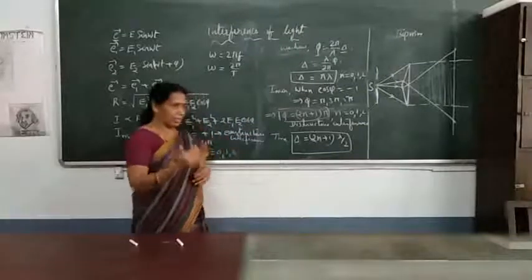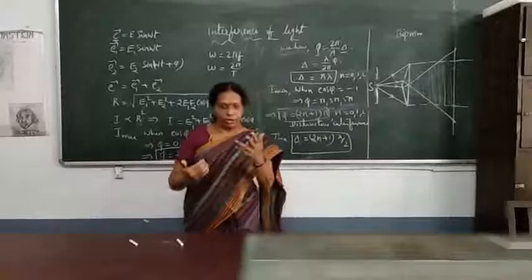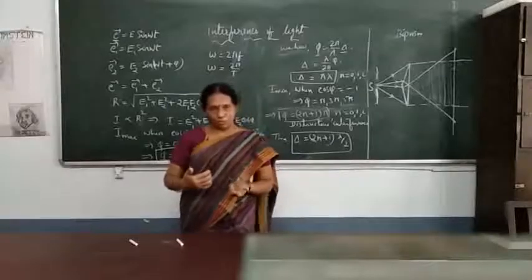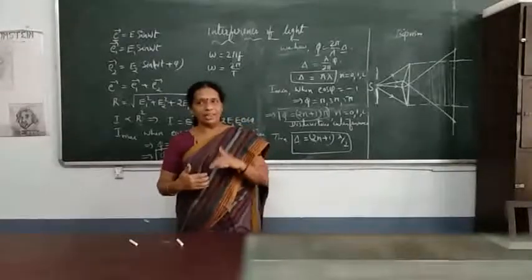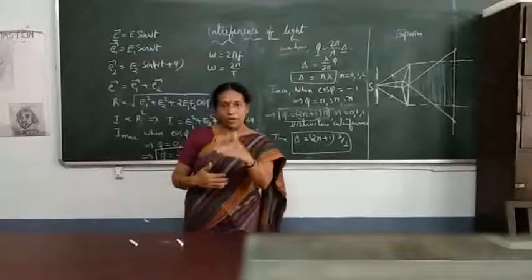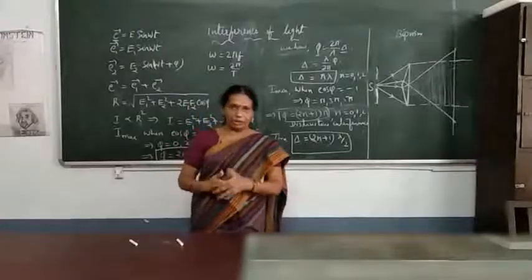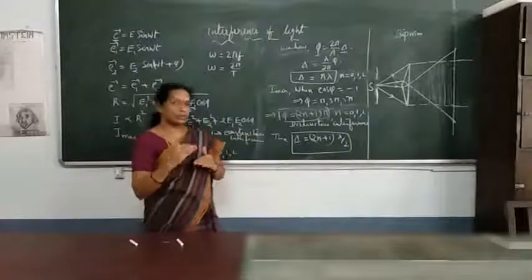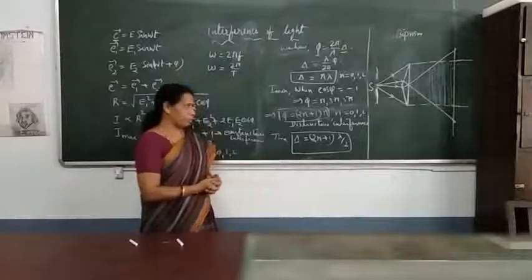So to produce a sustained interference pattern, we should have coherent sources. What is coherence? The sources should emit light waves of the same frequency, same wavelength, equal or nearly equal amplitude, and they should have a constant phase difference between the waves. Then only do those sources become coherent sources.